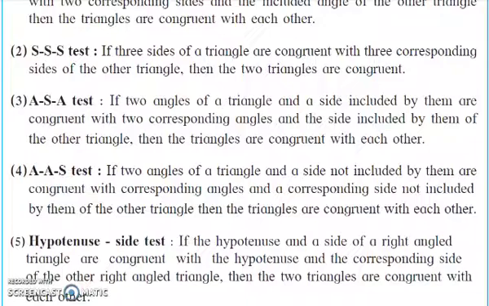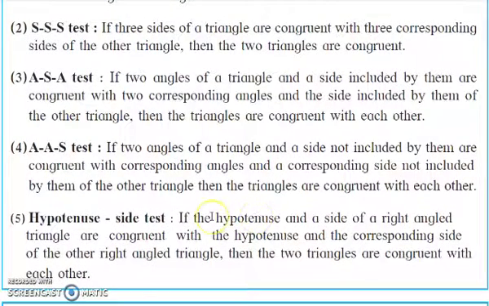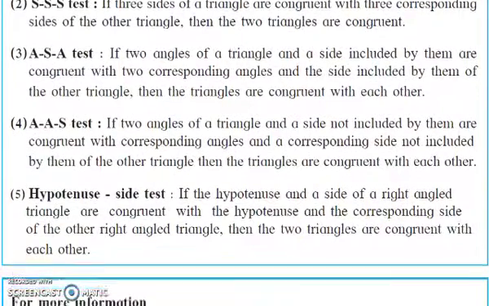Then the last one is the hypotenuse side test. If the hypotenuse and a side of a right angle triangle are congruent with the hypotenuse and the corresponding side of the other right angle triangle, then the two triangles are congruent with each other. And we have seen that the hypotenuse is the side opposite the 90-degree angle. So if the hypotenuse as well as a side of one right angle triangle are congruent to those of another right angle triangle, then the two triangles are congruent to each other.